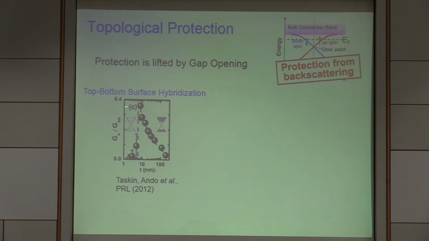This is a plot of the surface conduction, the ratio of the surface conductance to the total conductance, versus the film thickness. Down to something like 8 nanometers, the topological surface state is kept intact. But below 8 nanometers, they start to hybridize. And once such hybridization occurs, the surface conductance gets plummeted. This is due to the gap opening. So in ultra-thin films, the topological protection is lifted.